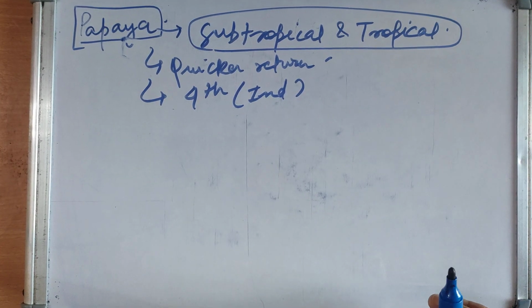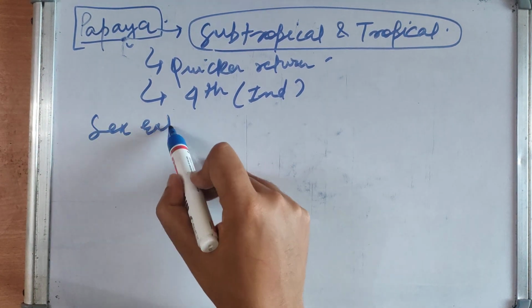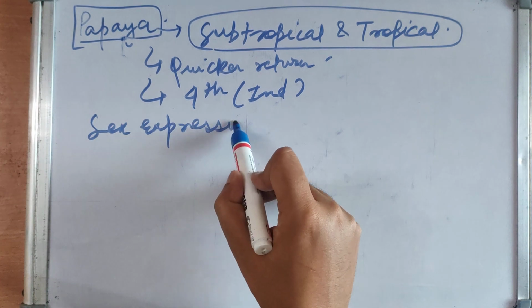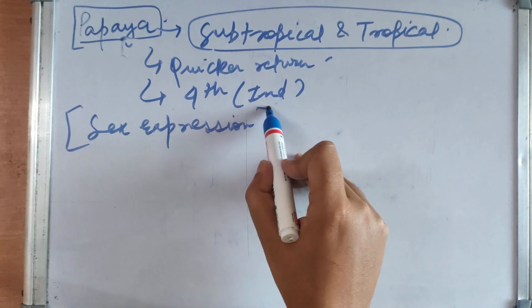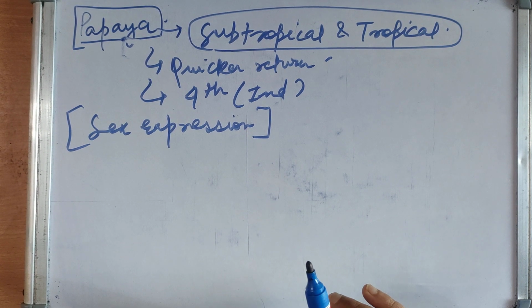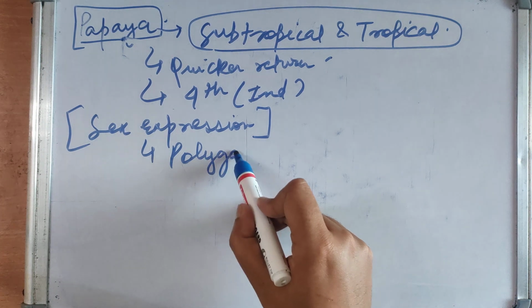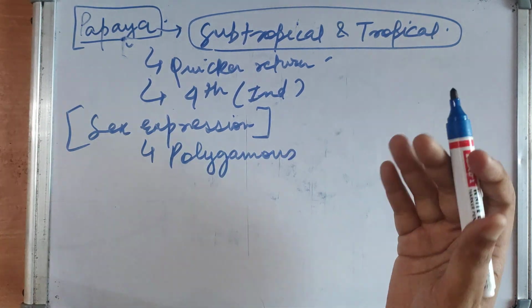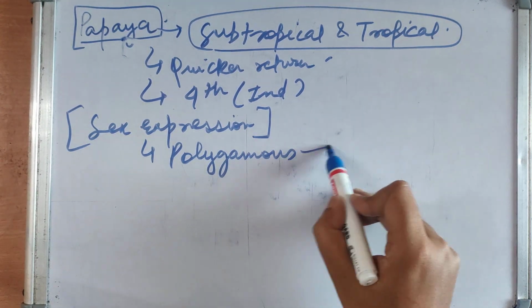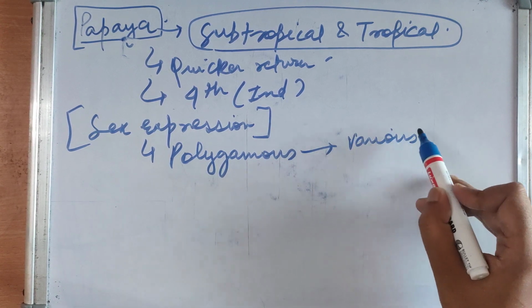One thing was asked in previous years, that is sex expression in papaya. So it becomes very important, and we will be discussing it here. Papaya is a polygamous plant with various sex forms, that is, some plants would be male, some plants would be female.